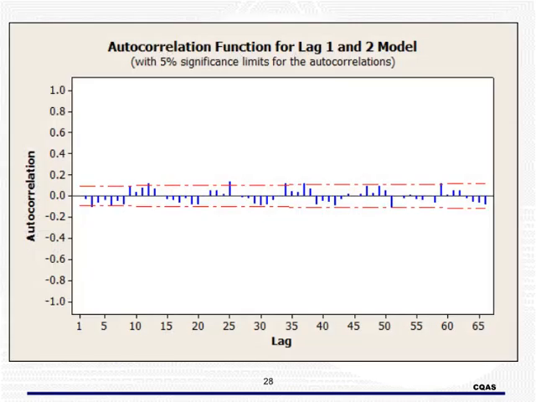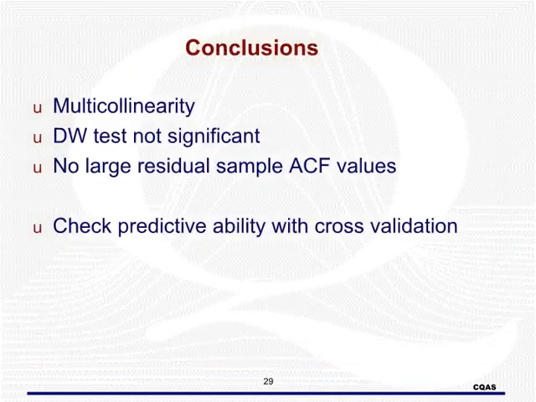Here is the residual sample ACF plot for our new model. We can see that we no longer have any large residual ACF values. In conclusion, our new model does not yield a significant DW test and has no large residual sample ACF values. All of the model fit statistics are good as well. The only real issue is collinearity.